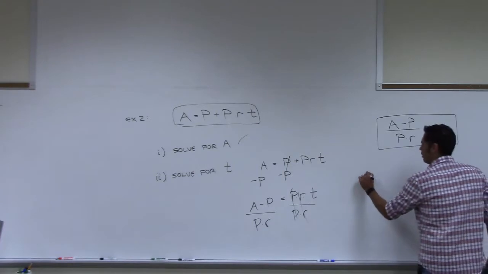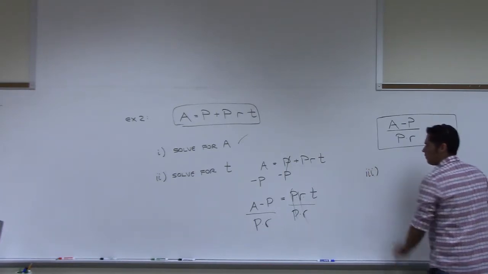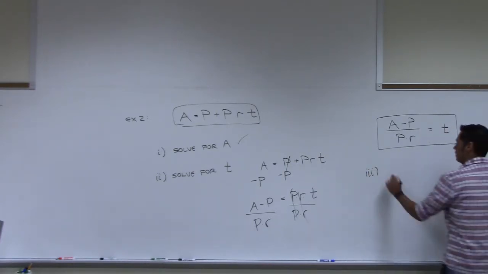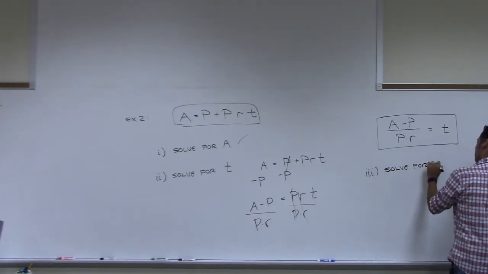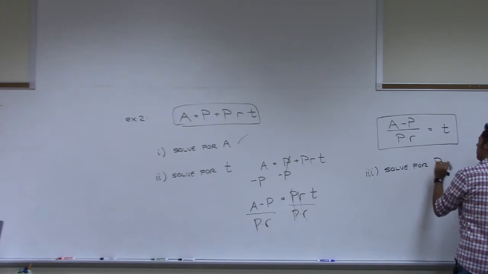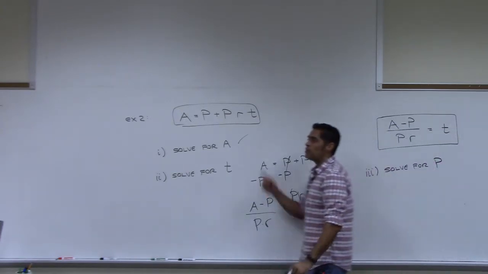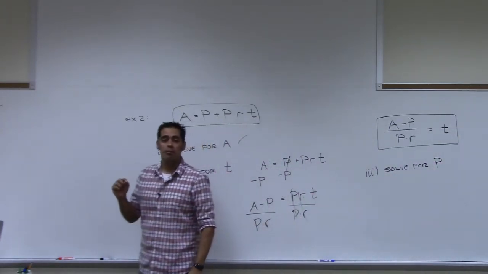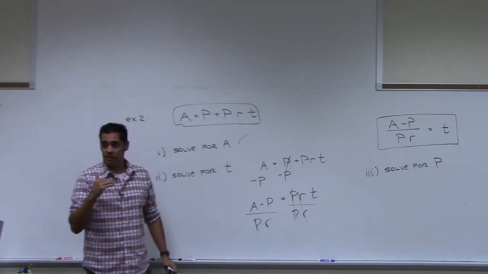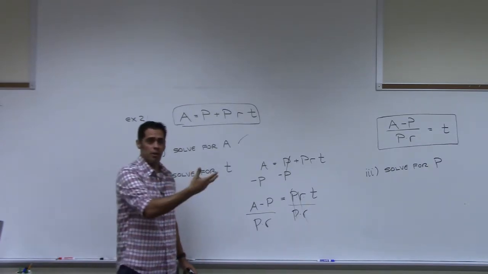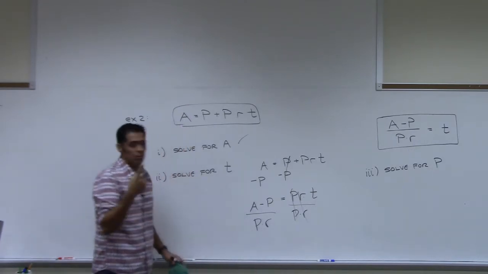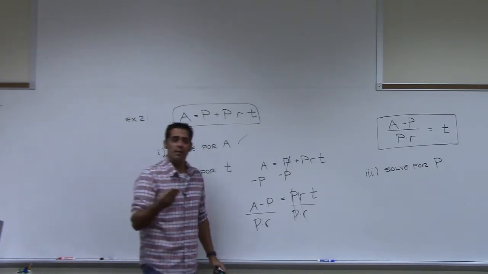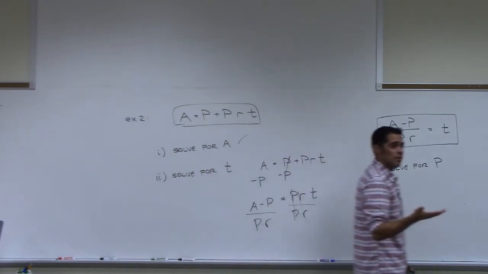All right, third one. How about we solve for P? Now let me give you an example of this. If we're solving for P, then what are the things that someone would have to give us in order for us to want to use this equation? The rate, the time, and the amount. So this is actually a pretty natural question.